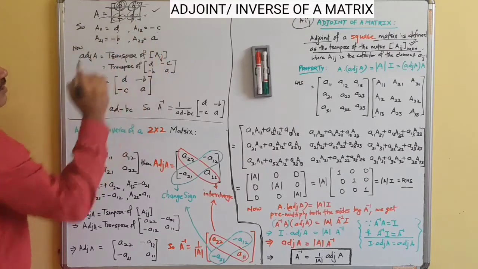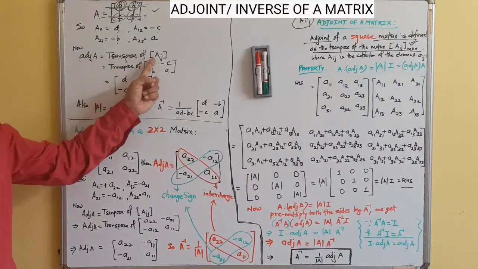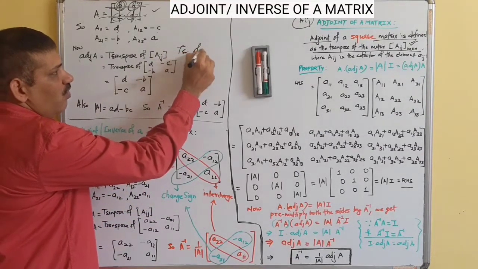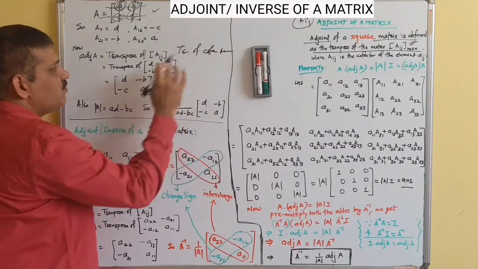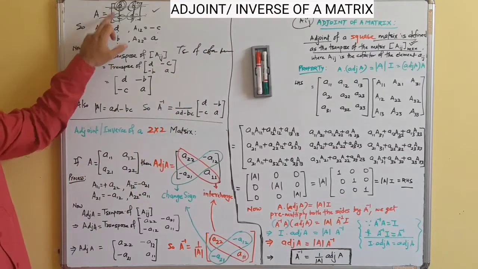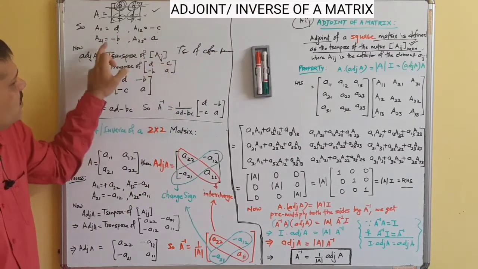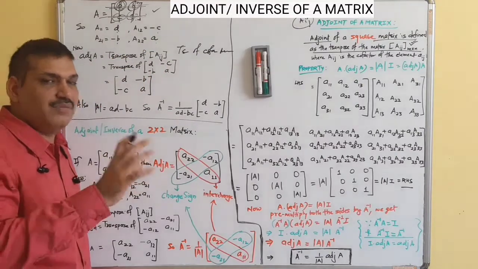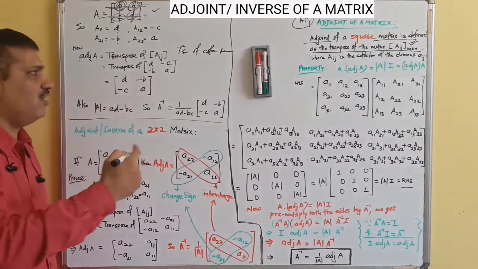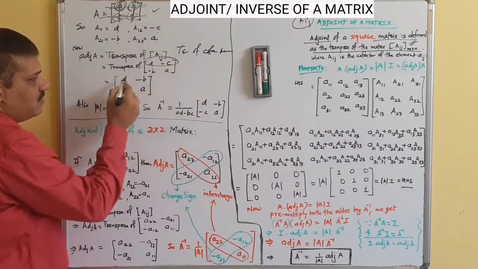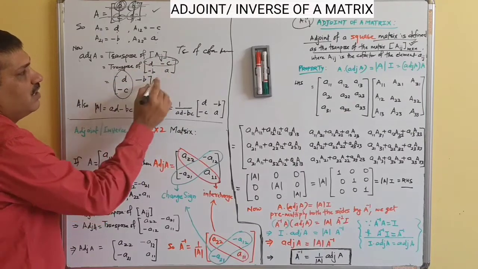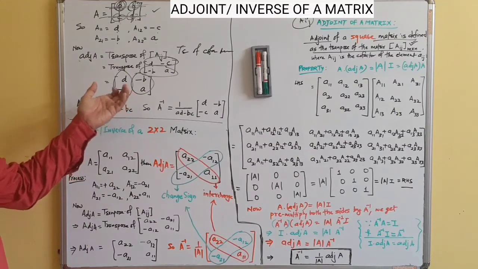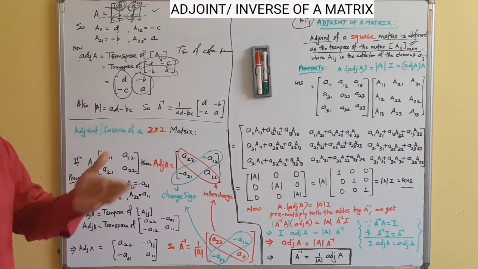Now the adjoint is the transpose of the cofactor matrix. So we write the cofactor matrix: the corresponding cofactors are d, minus c, minus b, a. Now we take the transpose. Transpose is not about rotating but about interchanging the rows and columns. So the first row becomes the first column, that is d, minus c, and the second row becomes the second column. This is how we find the adjoint of a matrix.